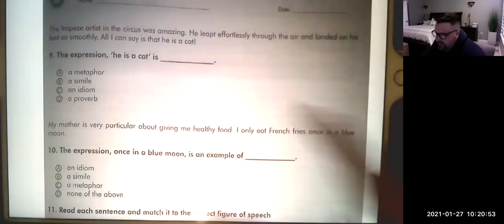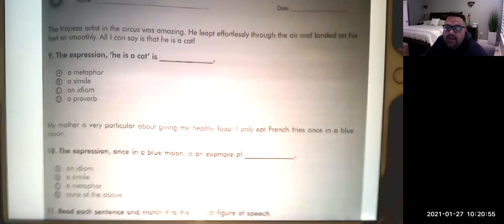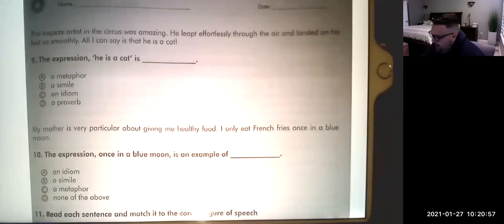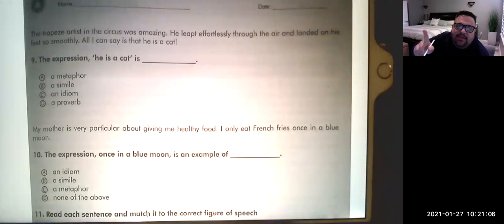All right, Mr. Spina. The trapeze artist in the circus was amazing. He leapt effortlessly through the air and landed on his feet so smoothly. All I can say is that he is a cat. The expression "he is a cat" is a metaphor, simile, idiom, or proverb. Pause the video.